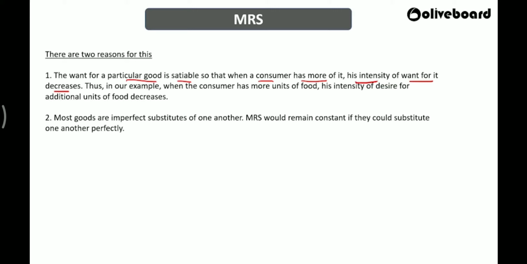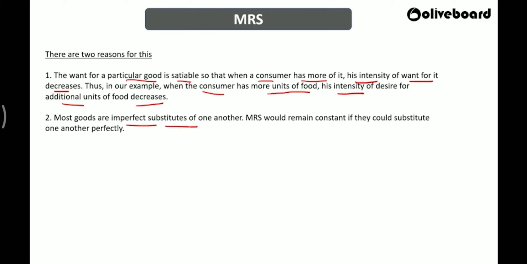So when the consumer has more units of food, his intensity of desire for an additional unit of food decreases, because I keep on adding. I'm satisfying again and again, so I don't want more. That level of satisfaction will come down. Once the desire has come down, we will not sacrifice more to get an additional unit of food. That is why the marginal rate of substitution is in a declining trend.